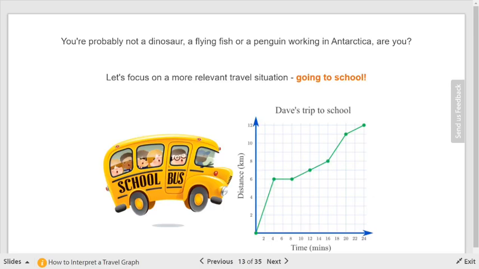So let's talk about a more relevant situation, Dave's trip to school. His trip to school is represented by the green line. Is that line a straight line? No, not at all, because he's taking the school bus. And what do you know about buses? They stop, don't they? Sometimes they'll be traveling on roads where they can go very fast or sometimes very slow. Either way.